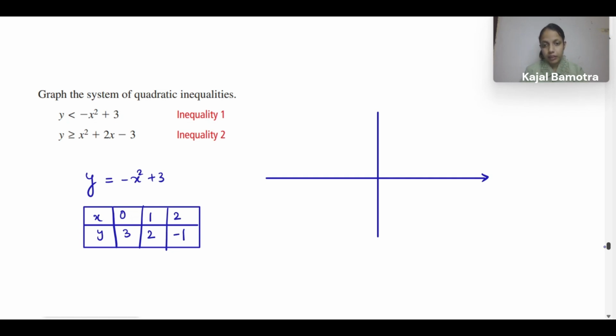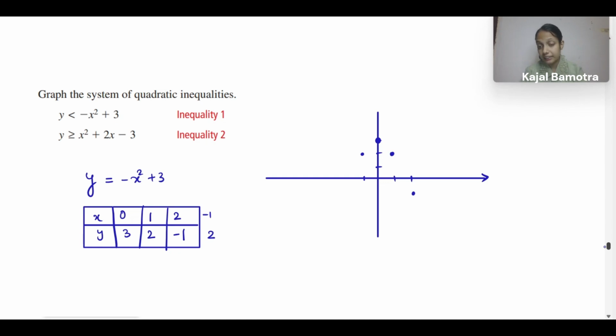Let's see. At 0, it's 3. At 1, it is 2. At 2, it's negative 1. Now I choose negative 1. If I choose negative 1, I will get negative 1 plus 3, which is 2. At negative 1, it is 2. So basically, the curve goes like this.